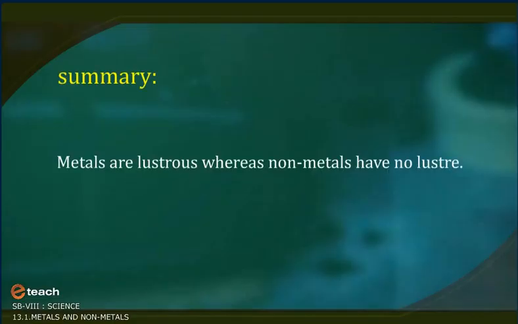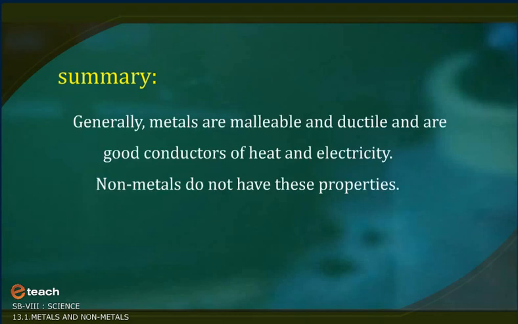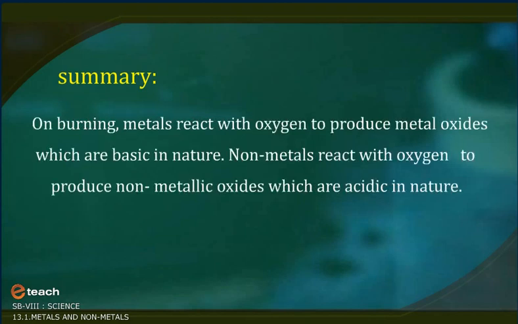Summary: metals are lustrous whereas non-metals have no luster. Generally, metals are malleable and ductile and are good conductors of heat and electricity. Non-metals do not have these properties. On burning, metals react with oxygen to produce metal oxides, which are basic in nature. Non-metals react with oxygen to produce non-metallic oxides, which are acidic in nature.